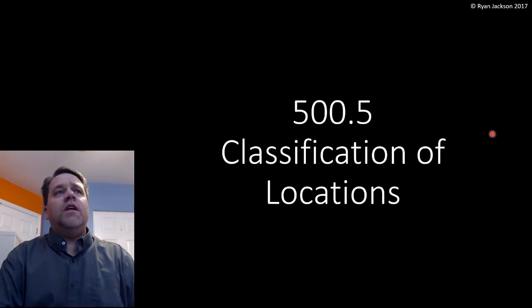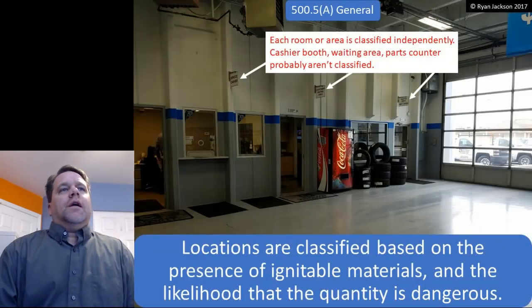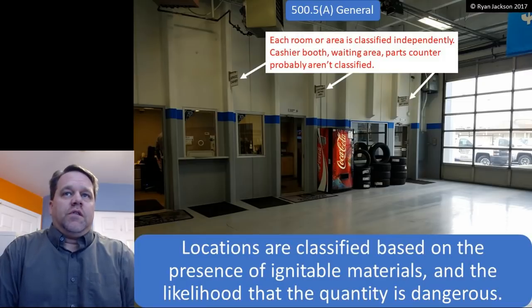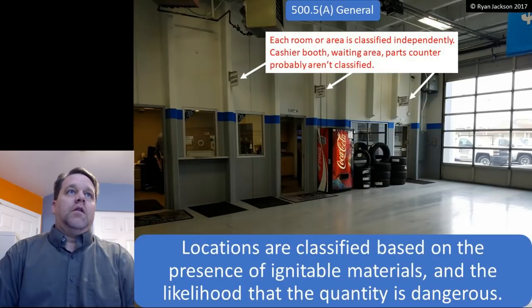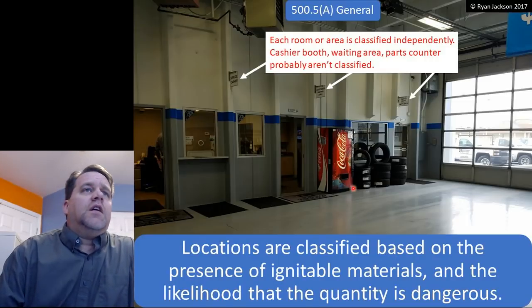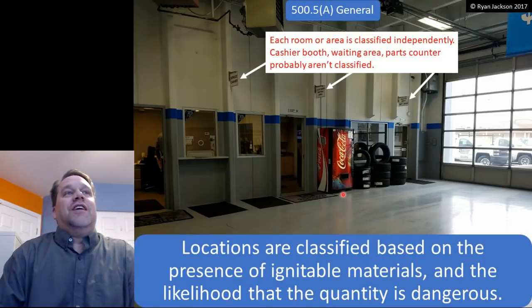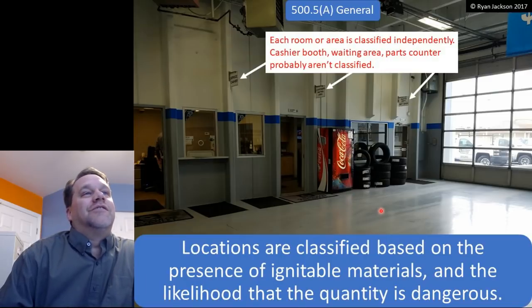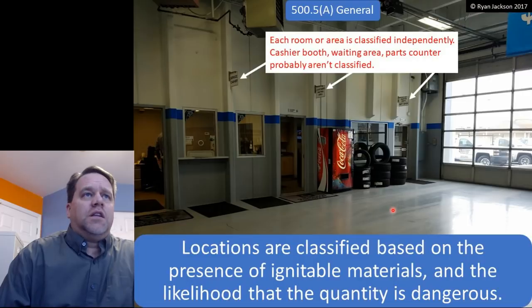All right, 500.5, classification of locations. Locations are classified based on the presence of ignitable materials and the likelihood that the quantity is dangerous. All right. Each room or area is classified independently. So here we have a commercial garage, and this is kind of a deja vu moment for me because I was actually at this place yesterday. This is right by my house. We're going to classify each area independently.